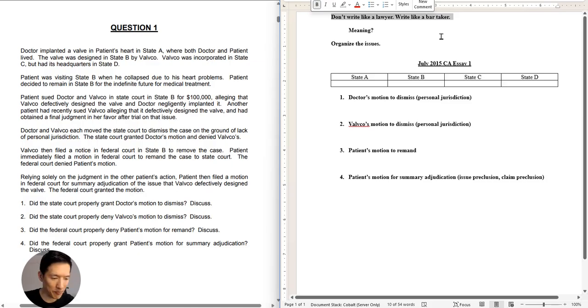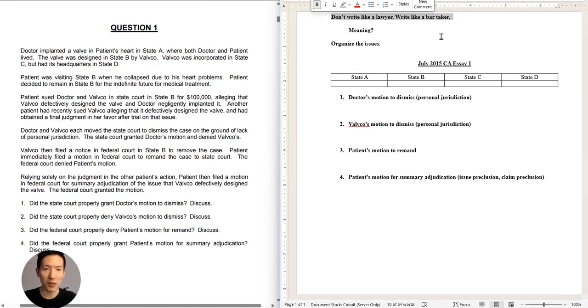On the bar exam essay, people tell you to write like a lawyer, but what does that mean? Lawyers write in different manners depending on the field, depending on the kind of writing that they do. But typically it refers to IRAC. You identify the issue, and then you see what kind of rule or principle applies, and then you apply the facts, whether it's from the client or whatever the situation is, and then you have a recommendation at the end, typically. But I prefer to call it write like a bar taker.